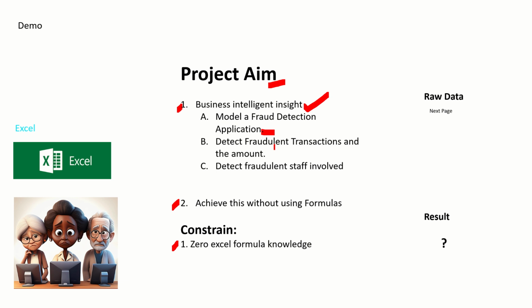Let's go to the next bit. They want us to detect fraudulent transactions and the amount. Okay, this is very, very important. The next bit, as number C, they want us to detect fraudulent staff involved. Oh my, I hope we can provide this, and I hope the staff gets what they deserve, really.